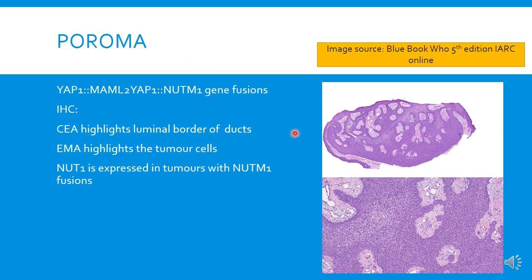Here, CEA highlights the luminal border of the ducts. If you see in low power, there are these sheets of blue cells, but if you look closer in high power, there will be lumina or ducts enclosed in between. So the CEA will highlight the luminal border of ducts. Always remember that if you see sheets of blue basaloid cells, it may point towards any of the adnexal tumors, be it sebaceous, sebaceoma, sebaceous adenoma, or follicular tumor, trichoblastoma, trichoepithelioma, or poroma, which is common. But there are subtle morphological clues that will help you to identify it as a poroma, and one such thing is the entrapped lumina of the ducts that will help you identify it as a poroma or an eccrine tumor.